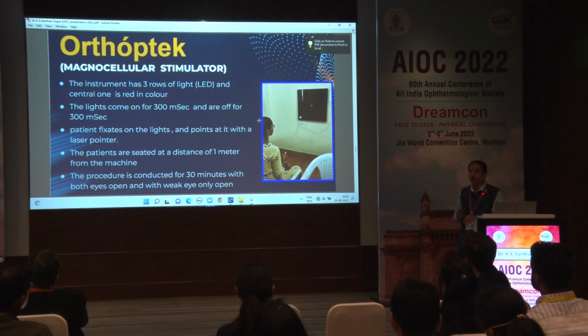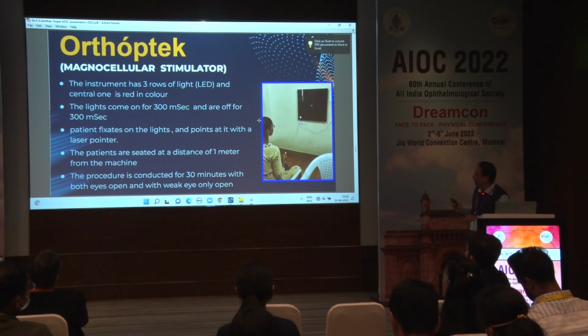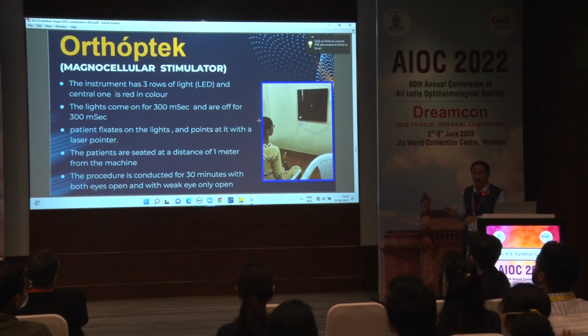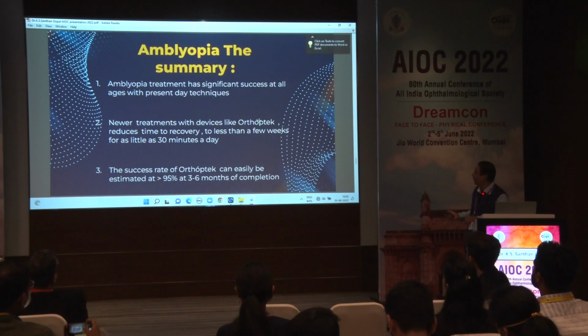Don't send children home saying nothing can be done, no treatment available. Please don't say that. Amblyopia can be treated. We have experience of over 150,000 patients, myself and 50 other people who have bought the machine based on my words. They are extremely happy with the machine. I think I'll stop at that. You can copy my email if you want. The success rate is around 95% in 3 to 6 months.